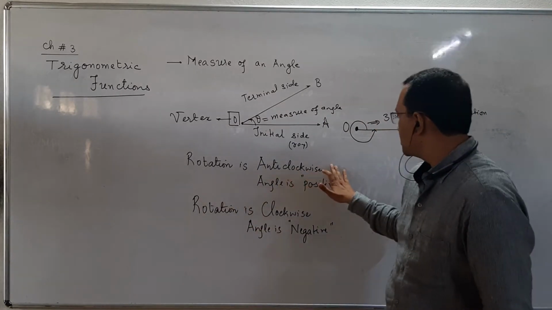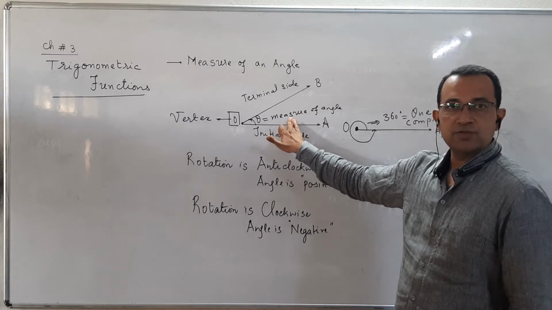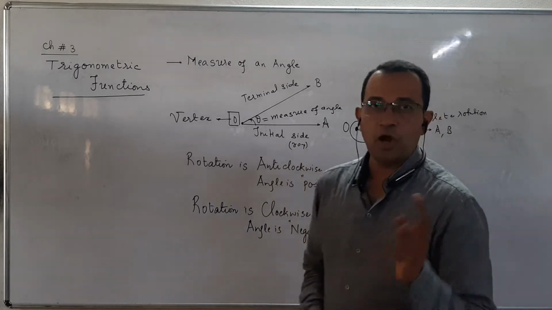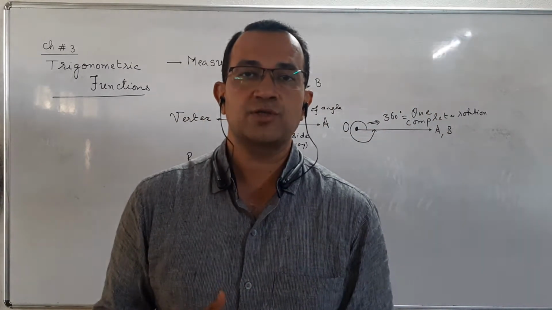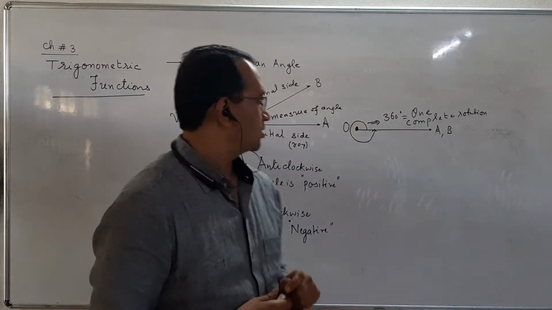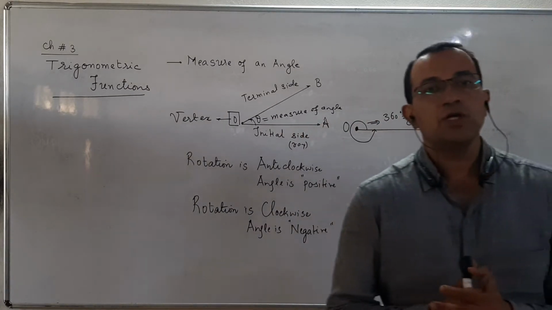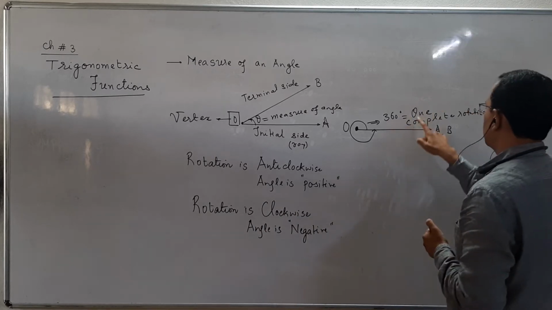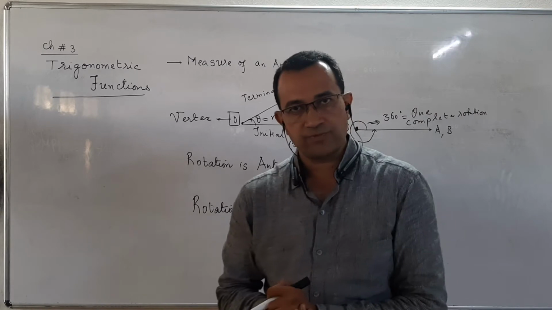Then if the rotation is anti-clockwise, this theta is considered positive, students. It is a convention. And if the rotation is clockwise, then theta is considered negative. This is also a convention. And one complete rotation of an initial ray with respect to the vertex O is 360 degree, and 360 degree is one complete rotation.